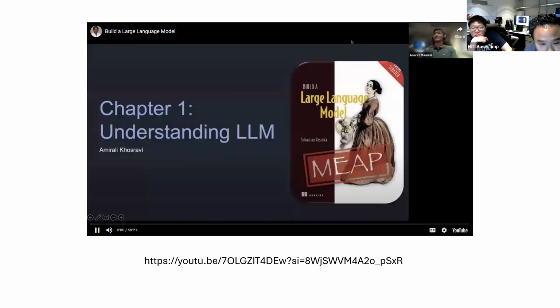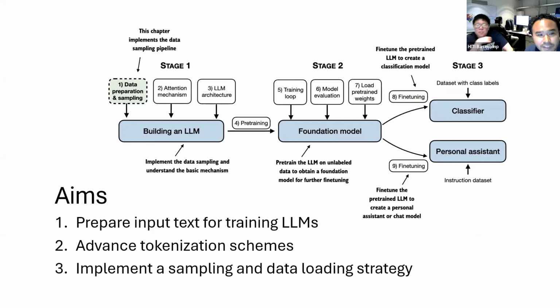In this chapter, we are mainly looking at this stage here, which is the data preparation and sampling. The aim of this chapter is, first of all, to prepare input text for training LLMs. Second, to understand advanced tokenization schemes. And third, to implement a sampling and data loading strategy.